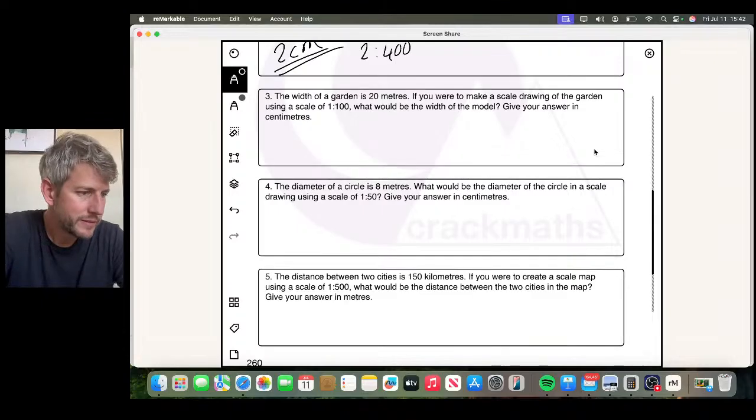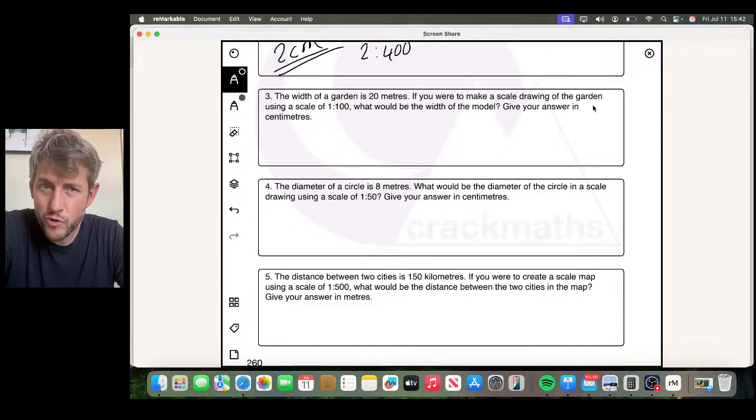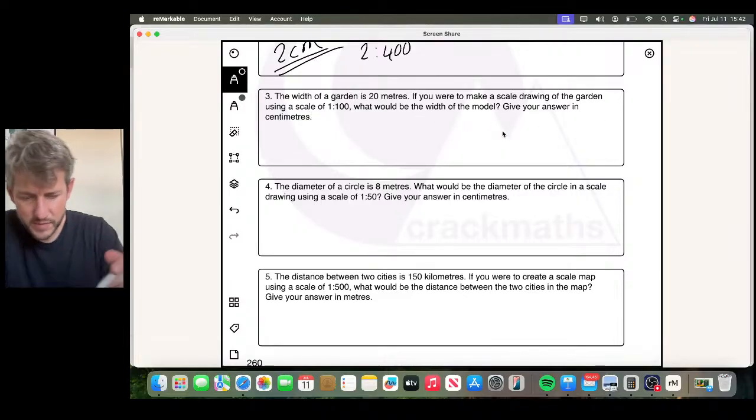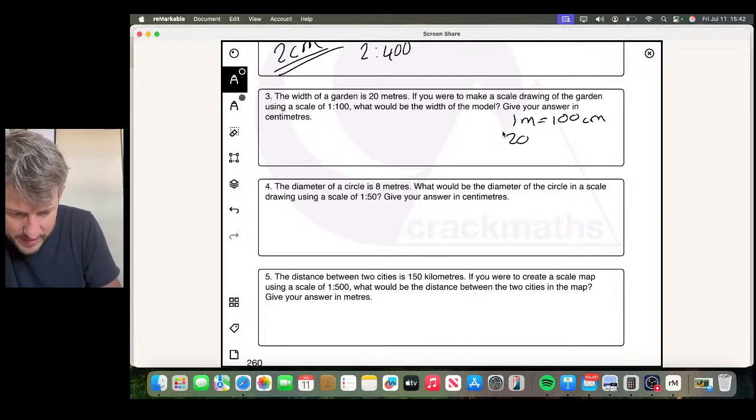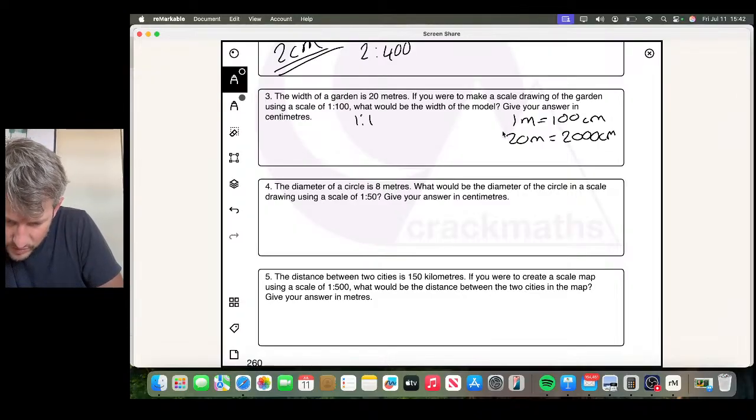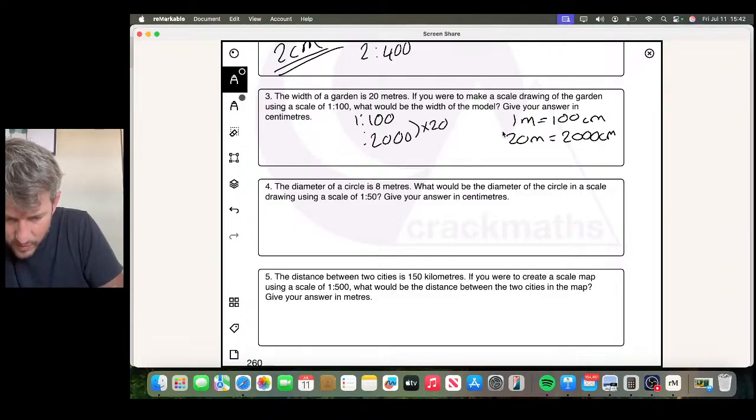Question 3. The width of a garden is 20 metres. If you were to make a scale drawing of the garden using a scale of 1 to 100, what would the width of the model be? Give your answer in centimetres. So, 1 metre, as we said, is 100 centimetres. So 20 metres will be this times 20, which will be 2,000 centimetres. The scale is 1 to 100. We need to get to 2,000, so we've times this by 20. So the width of the drawing would be 20 centimetres.